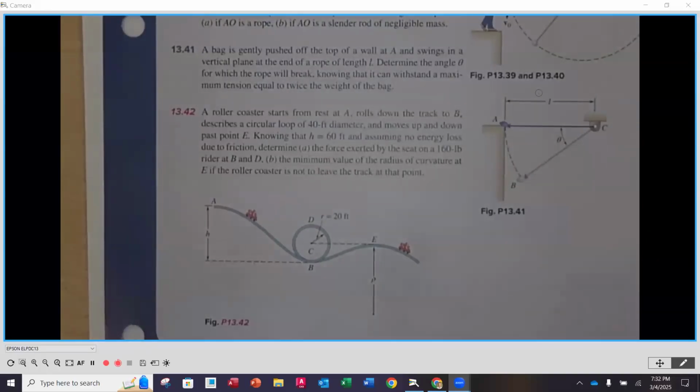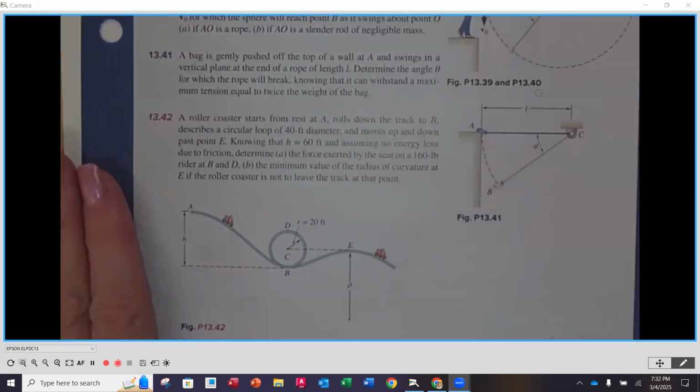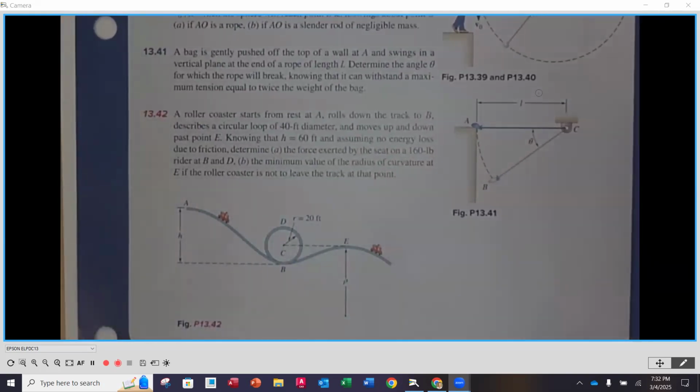Okay, so we're going to look at problem 1342. I'm going to do a recording of this, so if you wanted to go back and reference it, you're welcome to do so. Now, this is from Module 4, and in this problem, we're going to be using the potential energy or conservation of energy law.